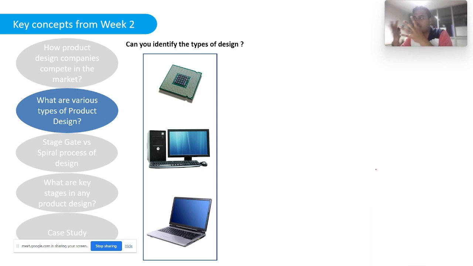So how can you categorize these different types of design? What are the various types of design that come into the picture? You need to understand this particular concept. Do you know what the various types of product design are, based on this discussion we had?